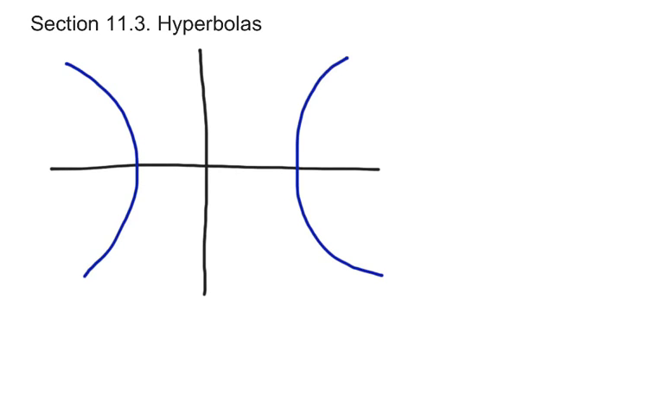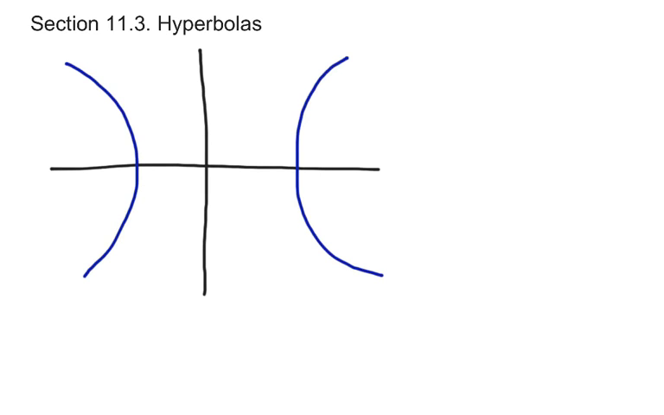Section 11.3 is about the last type of conic we're going to cover, called hyperbola. Hyperbola kind of look like two parabolas that are pointing away from each other. There are two types of hyperbola that we're going to deal with, and here's the first one. Let's talk about the hyperbola that point away from each other but pass through the x-axis.